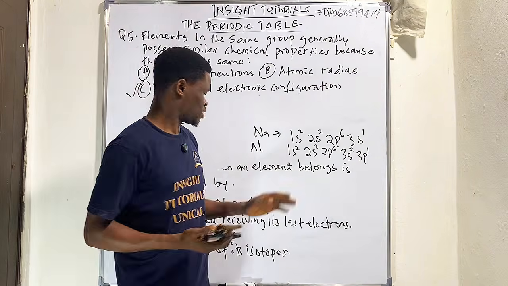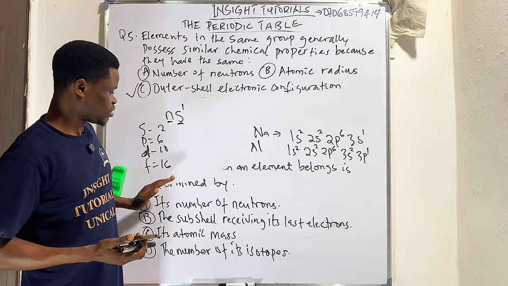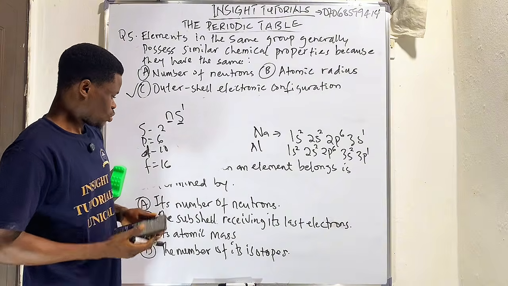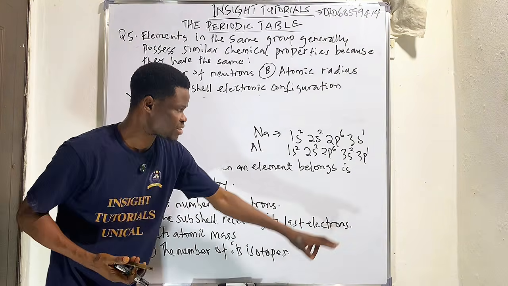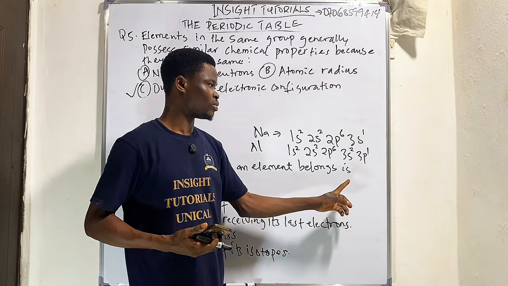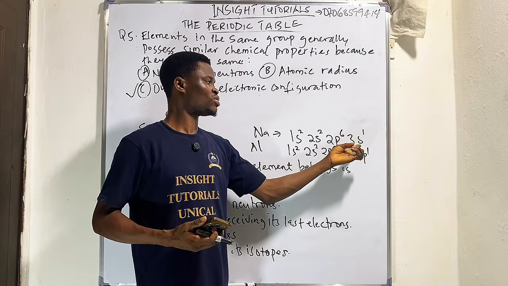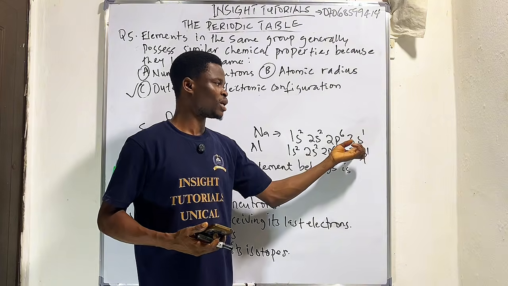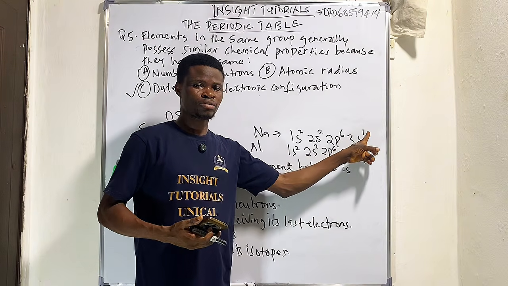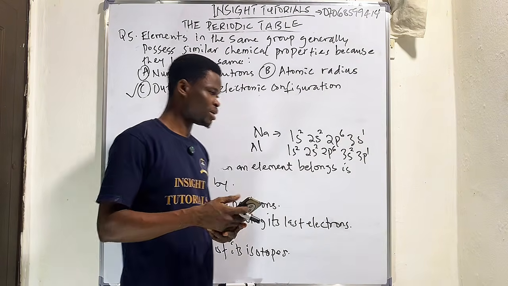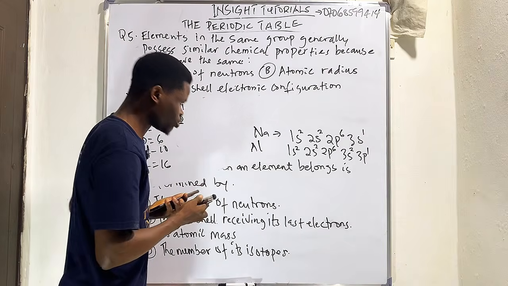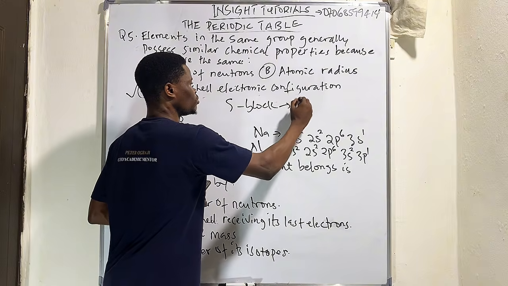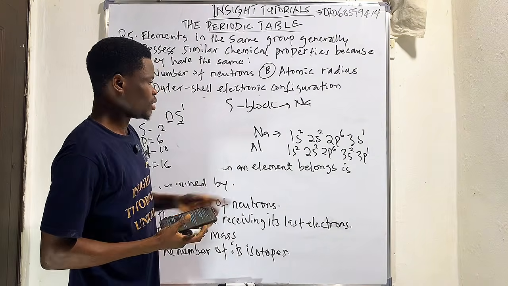Now, what are we saying? The correct answer to this particular question is actually option B. The subshell receiving its last electron. Look at this particular element right now. The subshell that is receiving, what's the subshell here? s is the subshell, and the energy level here is 1. That means this particular element is an s block. Sodium is an s block element.